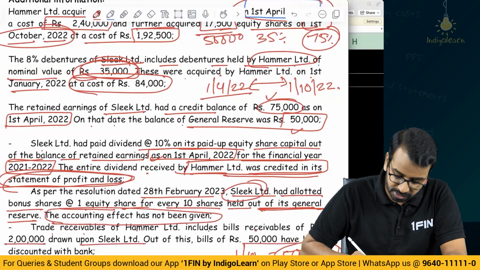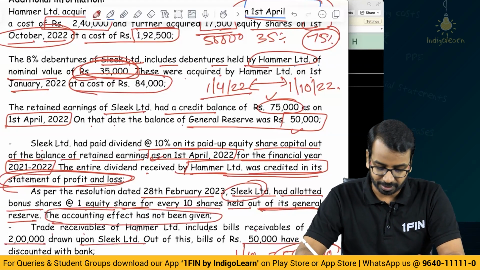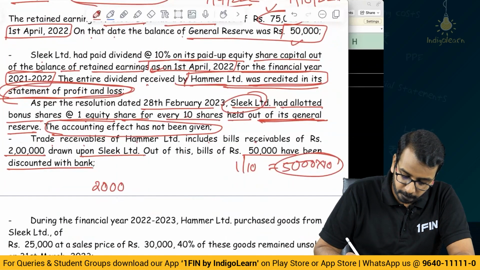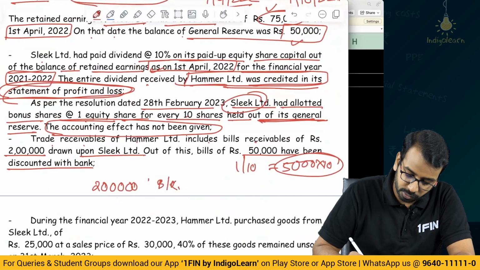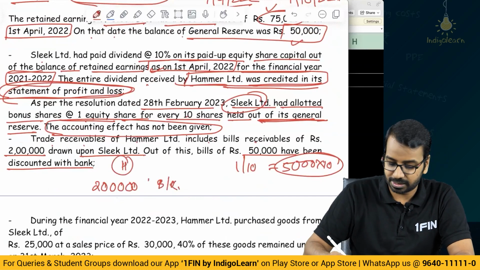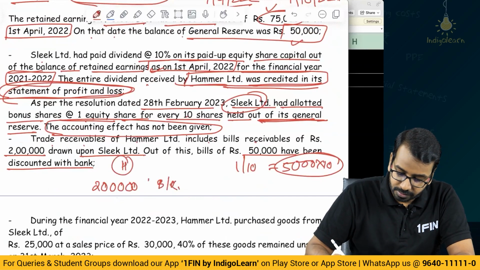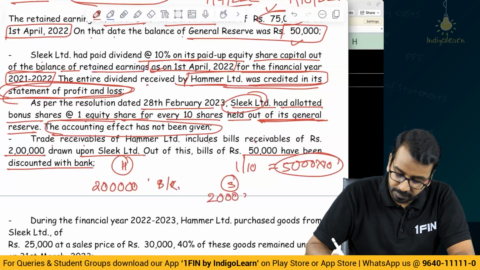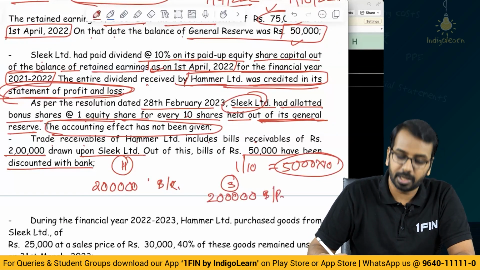Out of this, 50,000 have been discounted with the bank. So 2 lakhs is the bills receivable. Okay. So Hammer says 2 lakhs is the bills receivable, and subsidiary will say 2 lakhs of bill payable.